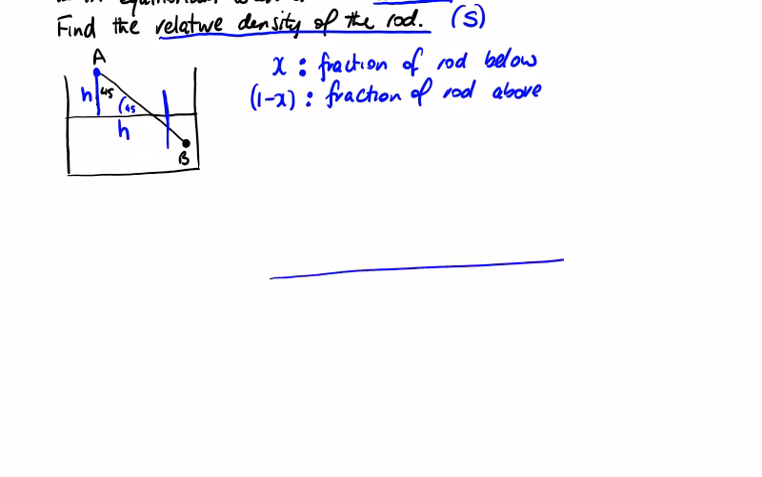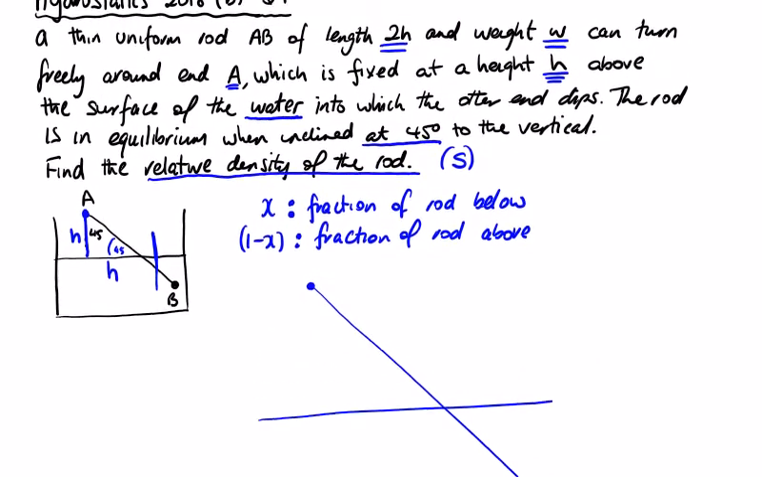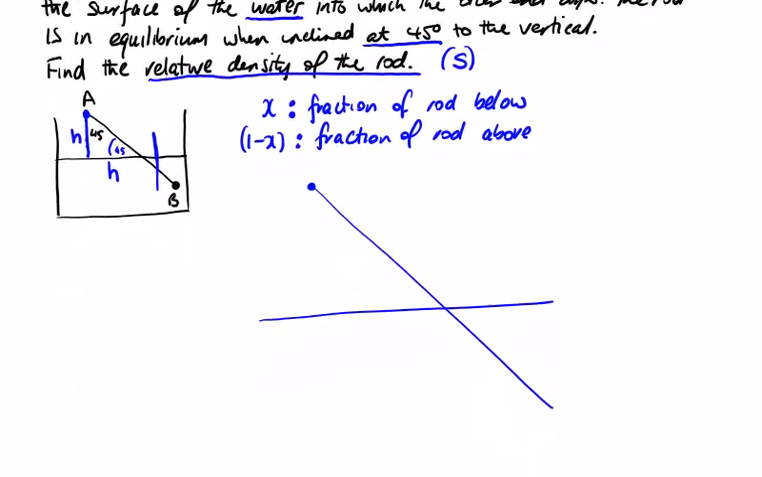Imagine this is the surface of the water, and this is the rod. What did they tell us about point A? It can turn freely around A. We'll call the force going up here F. There's a force halfway down here, halfway down here. We know these distances. This is x over 2 and x over 2. This is 1 minus x over 2 and 1 minus x over 2. So when we get moments about this point, we'll call this point here Q. When we get moments about this point, we'll be using the distances.